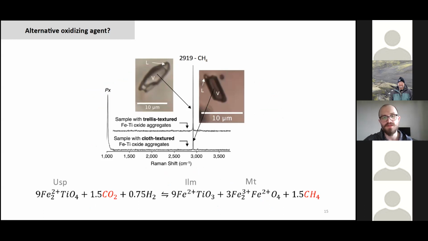So we suggest that rather than oxygen being the oxidizing agent, it's carbon being the oxidizing agent, with carbon 4+ in CO2 being reduced to carbon 4- in methane. Now this has two benefits. One, carbon can be a stronger oxidizing agent than oxygen, and the second thing is that it can generate this oxidizing power without generating alteration because there's no fluids involved.